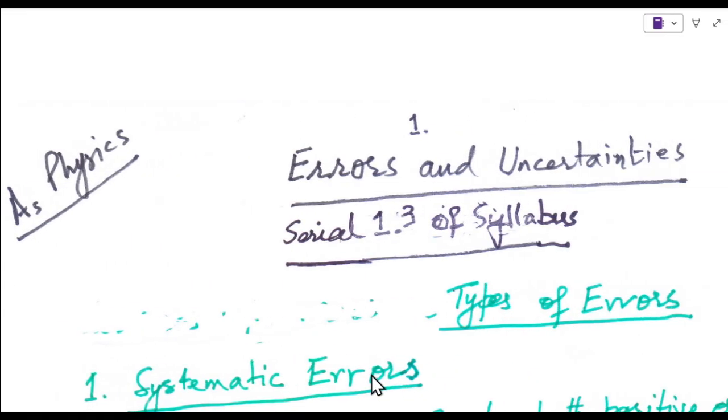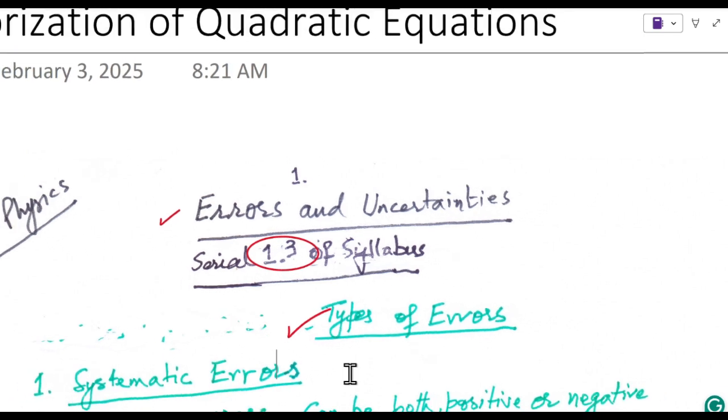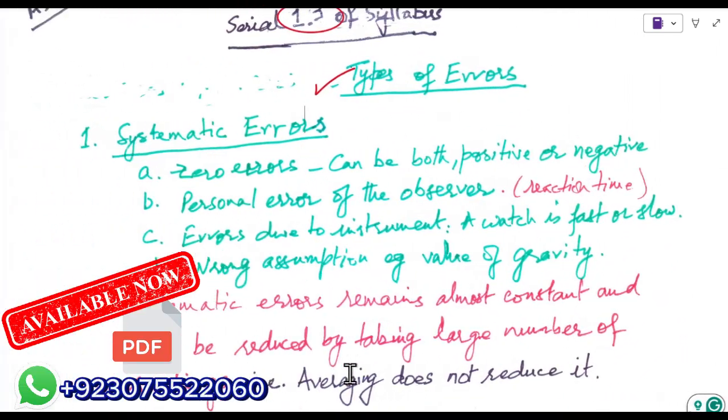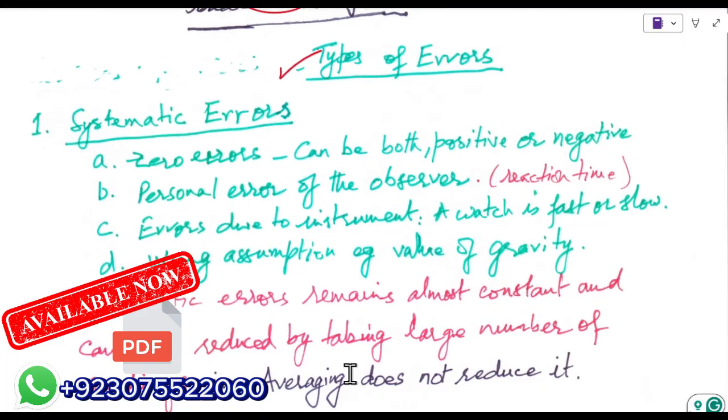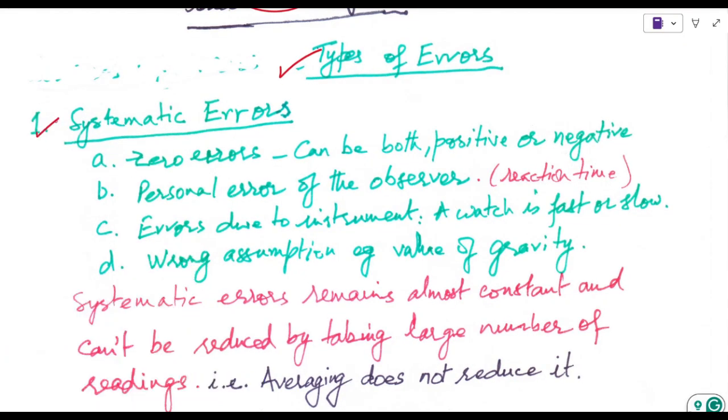Today we are going to discuss errors and uncertainties. This is serial 1.3 of the syllabus. Read types of errors and calculation of total error in a measurement. We have already learned in O-level the types of errors.